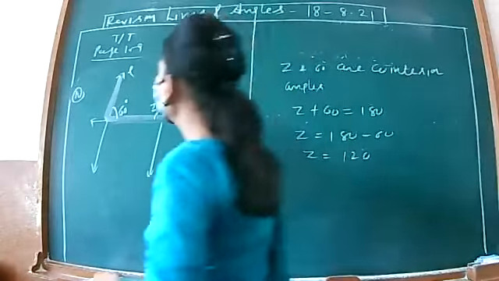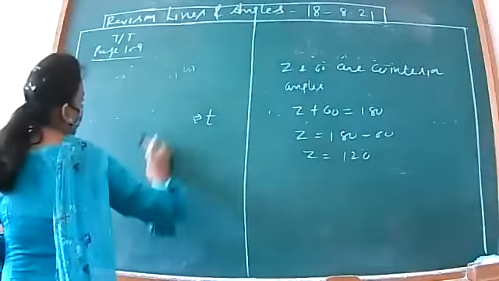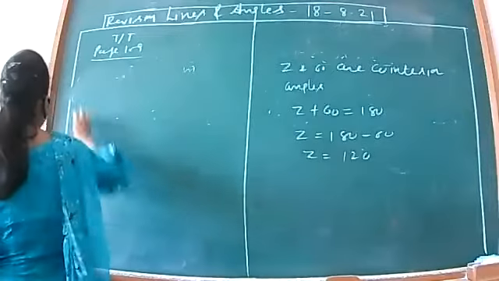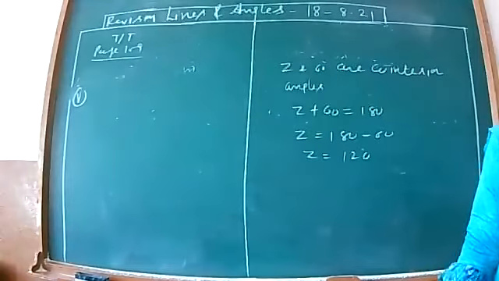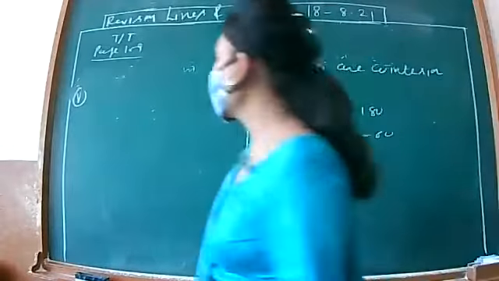Let us do the next part, fifth part. Fifth part. L and M are two parallel lines, T is transversal.